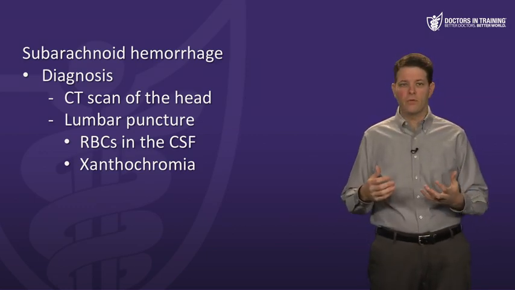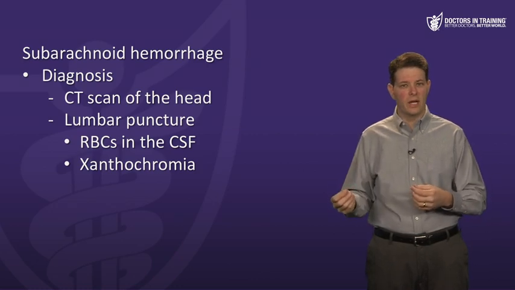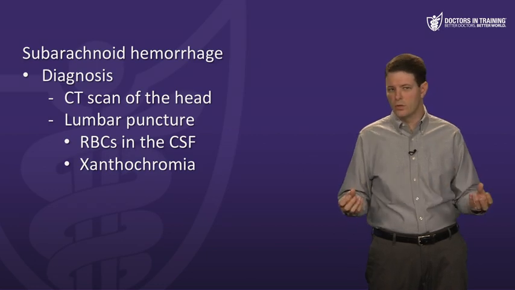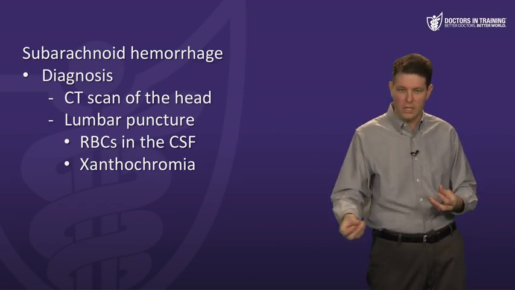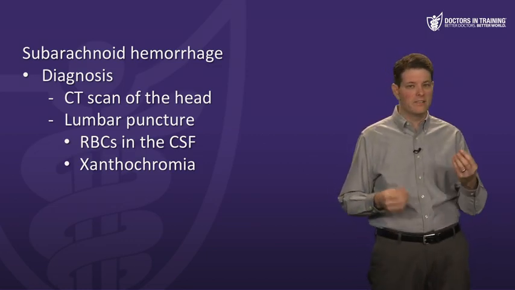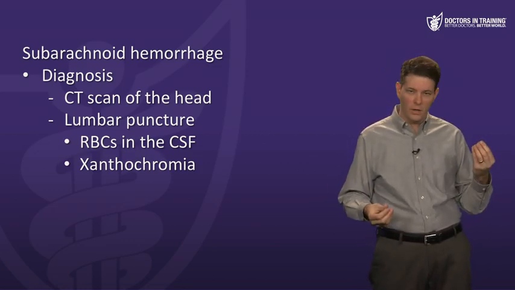We're going to compare the number of red cells in the first tube of CSF that you collect to the number of red cells in the last tube you collect. We usually collect 3 or 4 tubes of CSF, and you're going to send one for protein and glucose, and you're going to send one for gram stain and culture if you're looking for meningitis. You're going to get a cell count on the first one and a cell count on the last one.